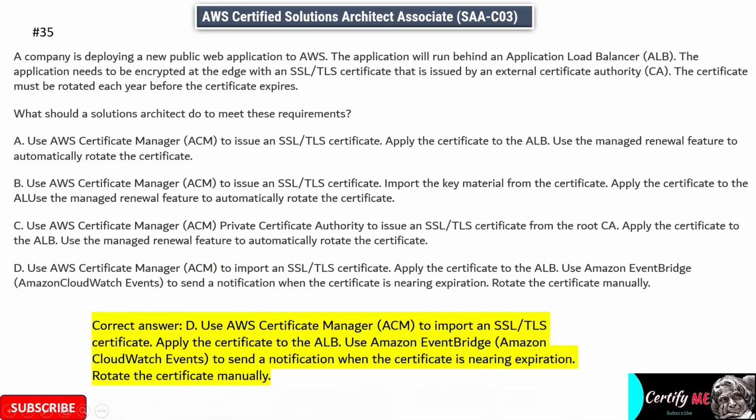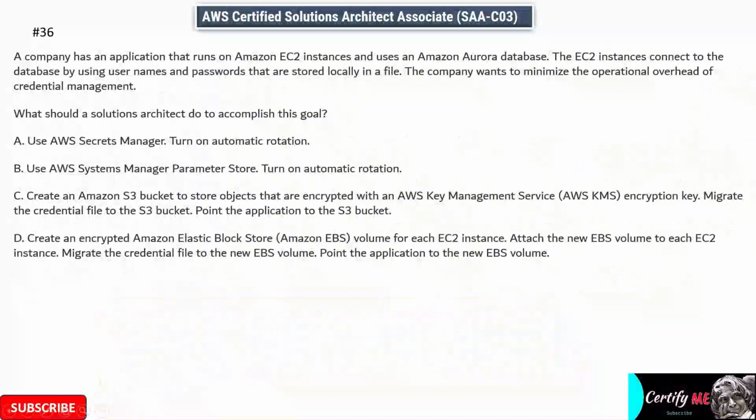Use AWS Certificate Manager to import an SSL or TLS certificate. Apply the certificate to the ALB. Use Amazon EventBridge to send a notification when the certificate is nearing expiration. Rotate the certificate manually. Next question.